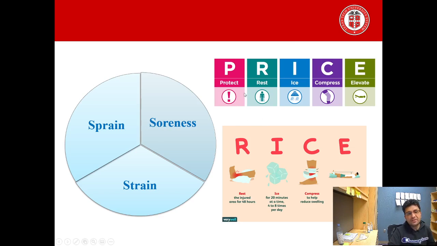So if you can just remember that we want to give rest, put some ice to reduce pain, compress it or elevate it. So these are some of the common strategies to treat sprain, soreness, and strain, although specific treatment depends upon the extent, the area of injury, how bad the injury is. So there are some specifics. These are some of the general common strategies.